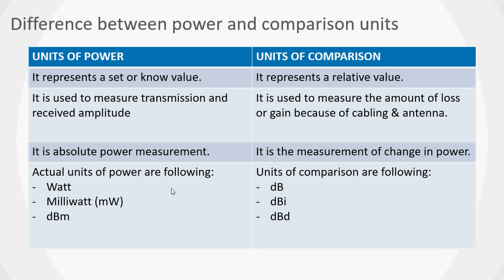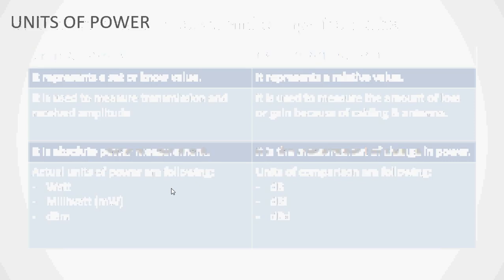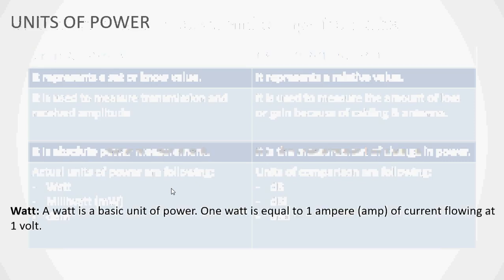Then we will discuss the actual units of power and units of comparison. There are three major actual units and three comparison units which we deal with in Wi-Fi. We will discuss all these six in our coming slides, so you will get a better idea of the significance of each of these units. So first we will discuss units of power.